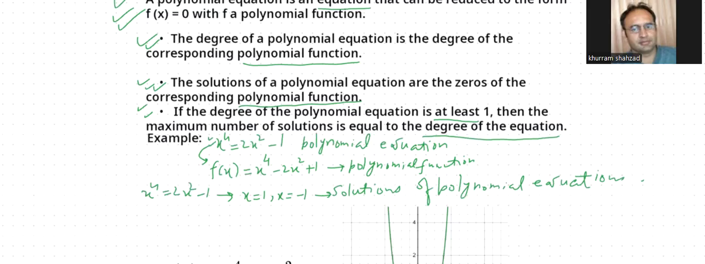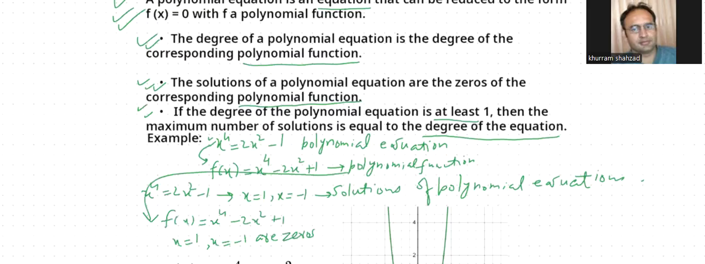Now for this polynomial function, f of x is equal to x raised to power 4 minus 2x square plus 1, the same values, x is equal to 1 and x is equal to minus 1, are zeros of f of x. The solution of any equation will be the zeros of the polynomial function.